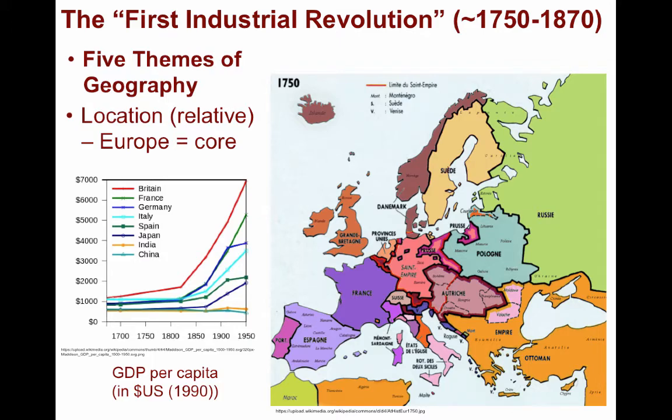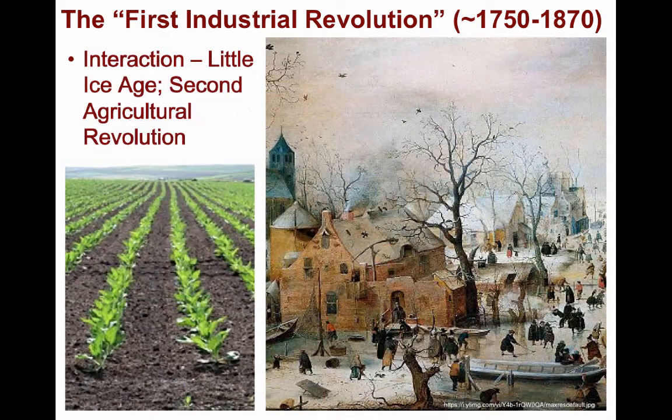As far as human environmental interaction, the colder temperatures that affected the globe due to the Little Ice Age had pushed Europe into the second agricultural revolution, in which many machines were devised to replace human and animal labor. This started the process of mechanization that would be taken to a greater scale through the first Industrial Revolution.